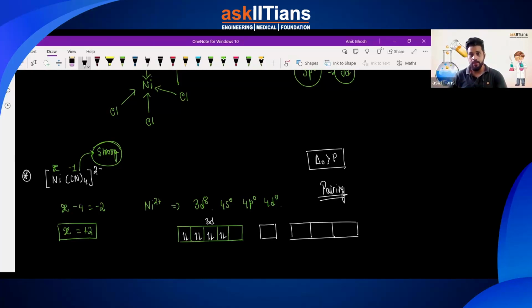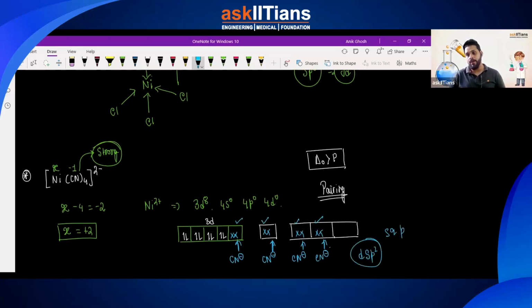Now what you have to do is, you start pulling the electrons in. So this is 1 cyanide. This is 2 cyanides. This is 3 cyanide. This is 4 cyanide. So guys, what is the hybridization coming in that case? The hybridization is coming as dsp2. That means it's a square planar complex.